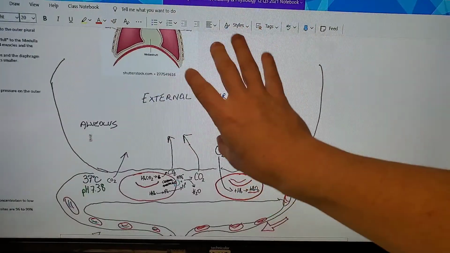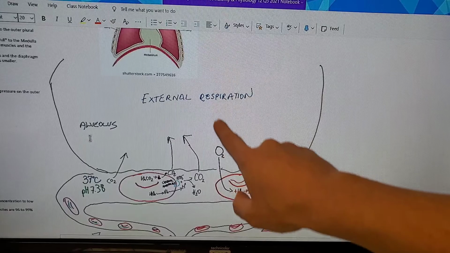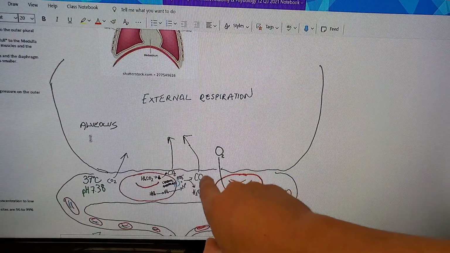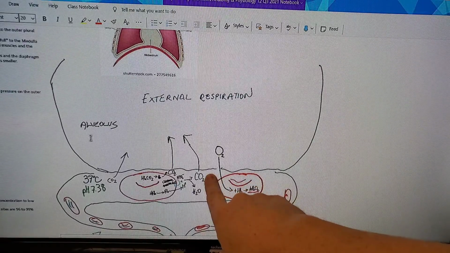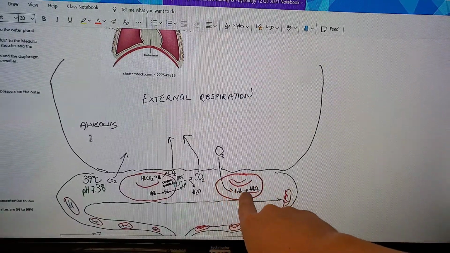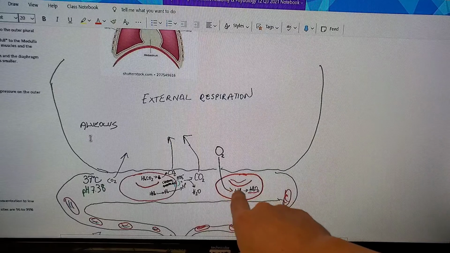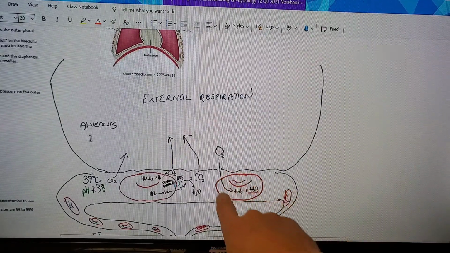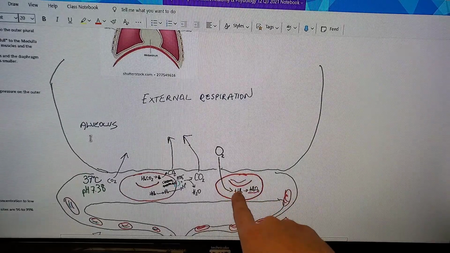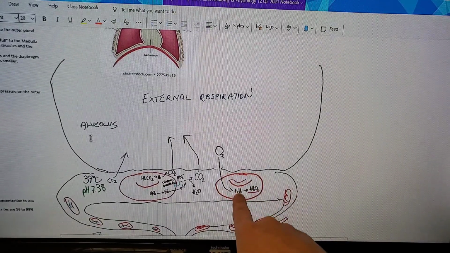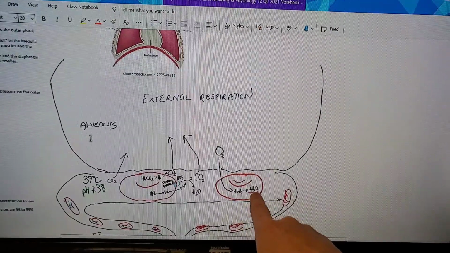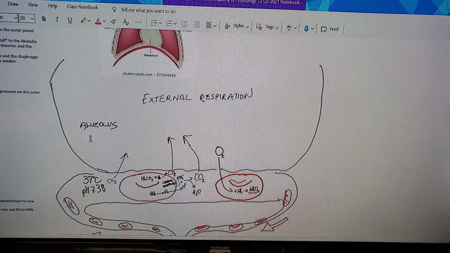So more oxygen here, less oxygen here. So you're going to get oxygen diffusing into here. And then as soon as it diffuses into the plasma, there is a protein, an enzyme, on the cell membrane of red blood cells called hemoglobin. The shorthand for it is Hb. And what happens to it is it becomes oxyhemoglobin.